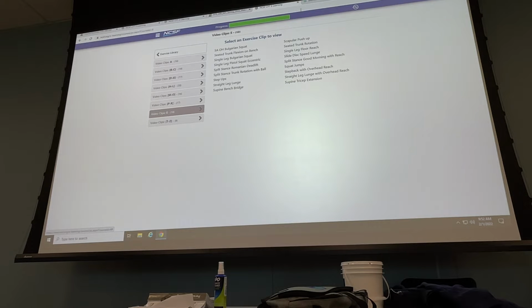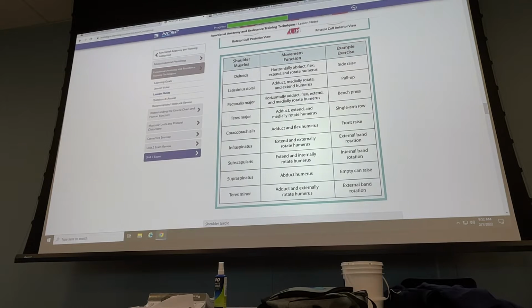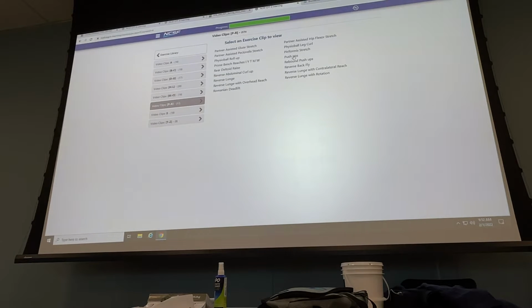No examples for us. It's all right. Latissimus dorsi, so the adducts, medially rotates, and extends the humerus. Okay, that's your lats. All right, pull up. Let's see if they have a good example for us here. Hopefully they do. Really? No pull up either? Oh, I'll have to. I'll show you a pull up over there in a little bit.